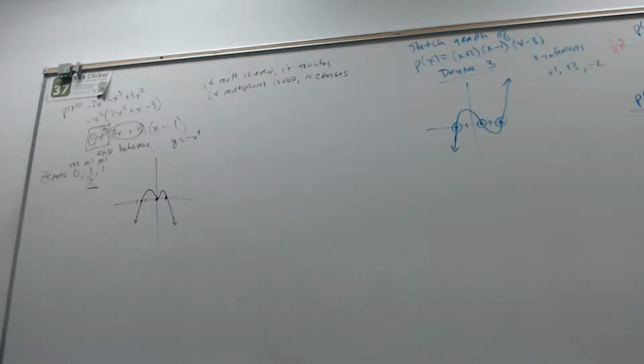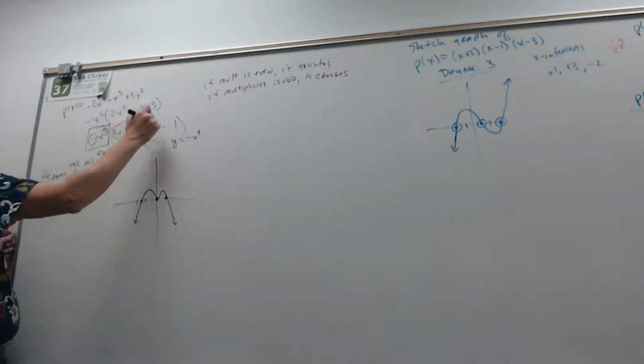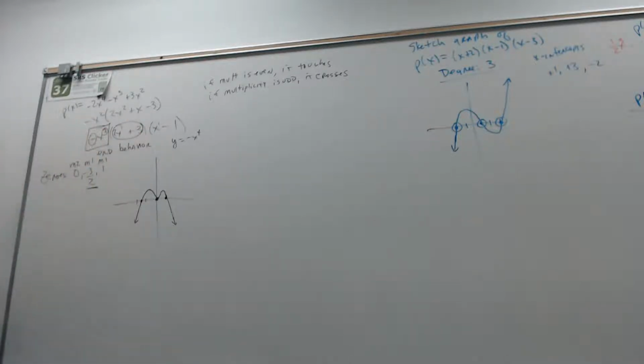Question? The multiplicity, is it the exponential value? It's the exponent. This is an x to the first. That's also an x to the first. This is an x to the second, right? It's the degree of that specific factor. That's what your multiplicity refers to.